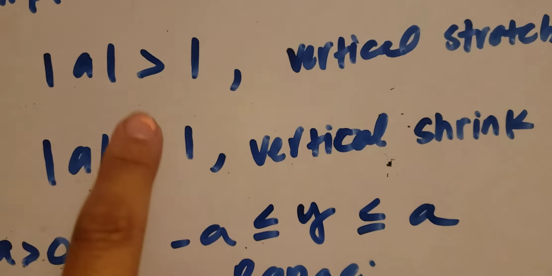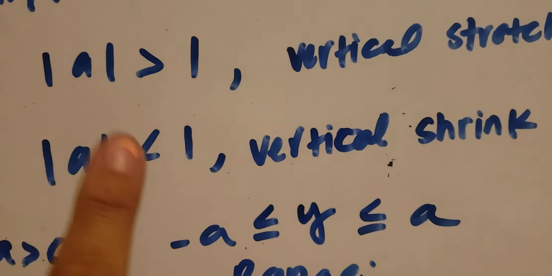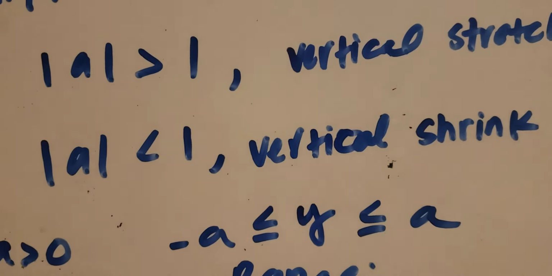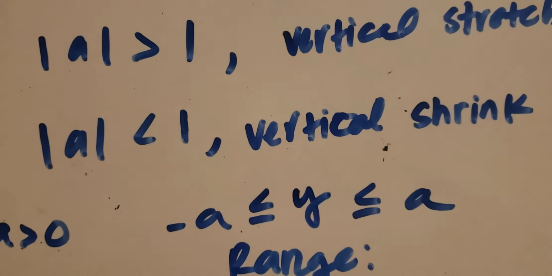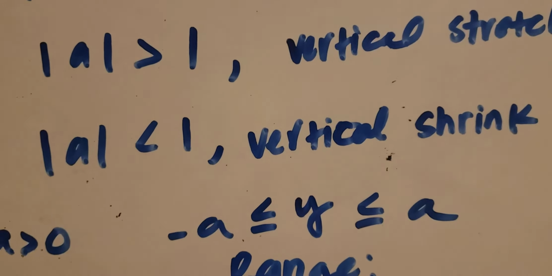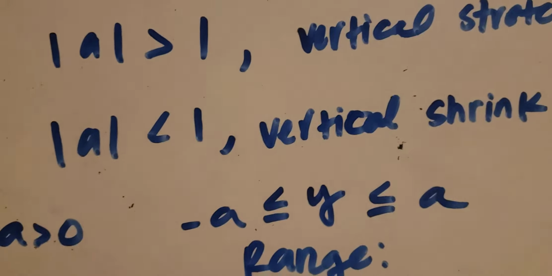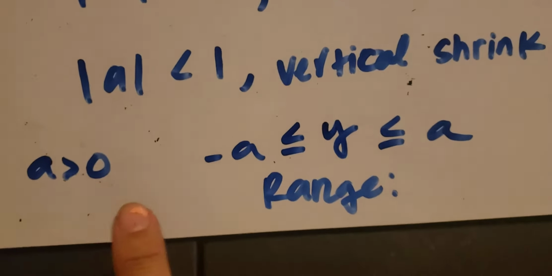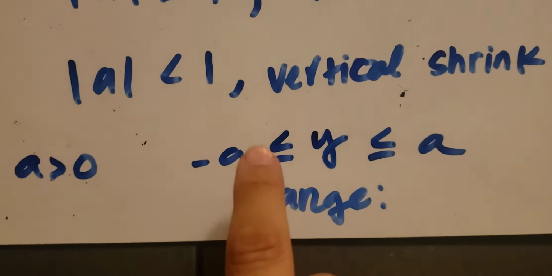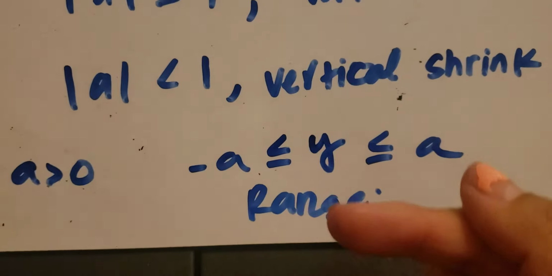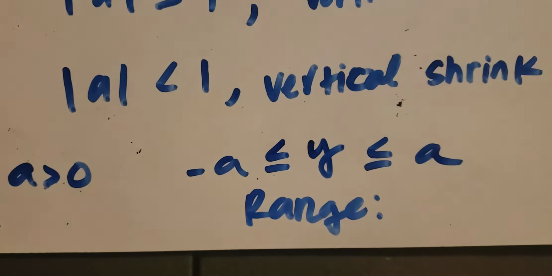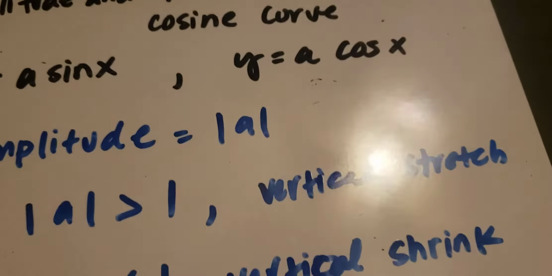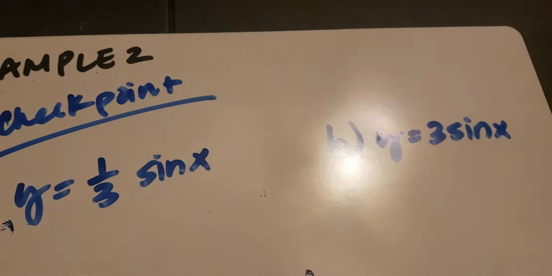Now, greater than 1 or less than 1. What happens if A is equal to 1? Then it's the original. There's no vertical stretch or vertical shrink. And then what does the amplitude help you with? The amplitude will help you to find the range. So remember, it's going to be how high you go up and how low you go. Awesome. Let's get started.